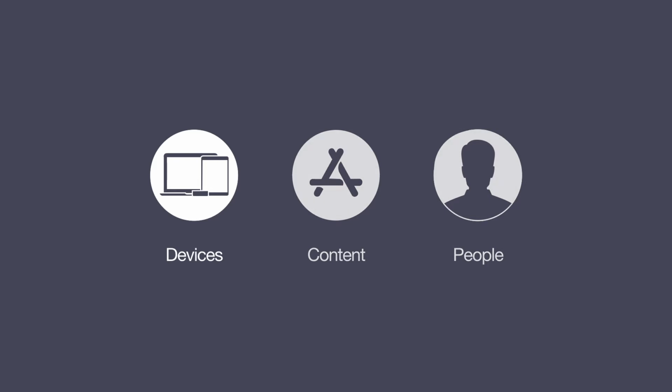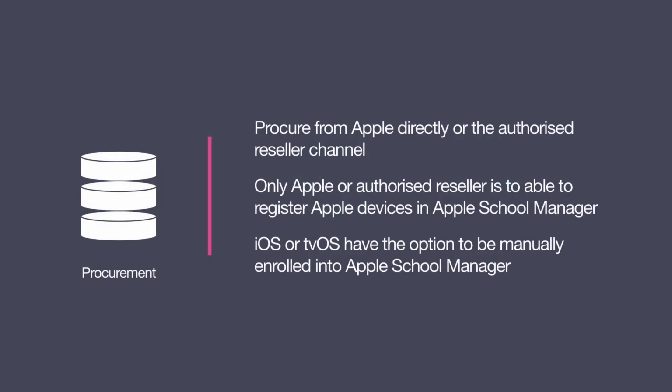Within Apple School Manager itself, there are 3 areas we're going to focus on: devices, content, and people. If you look at the devices first, if this is a new deployment, or you're bringing new devices in, or you're a new school, a greenfield site, when you buy new devices, make sure you procure them from Apple or an Apple-approved reseller. This will bring your devices straight into Apple School Manager, because this organisation will be DEP registered. If you've got iOS and tvOS devices, you can manually enroll them into DEP, and we're going to look at that in a bit as well.